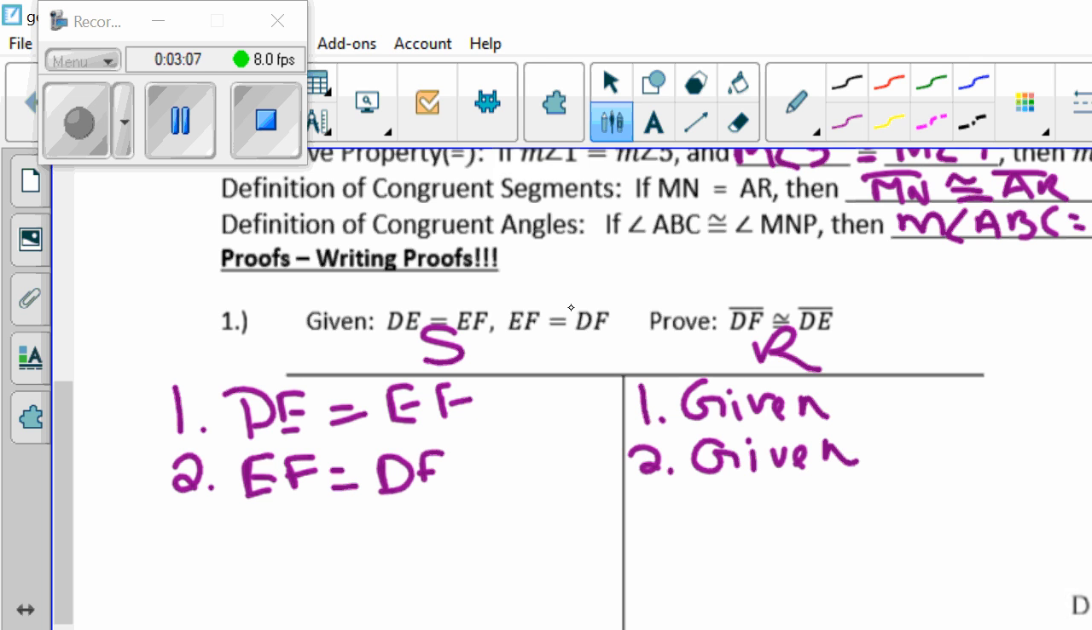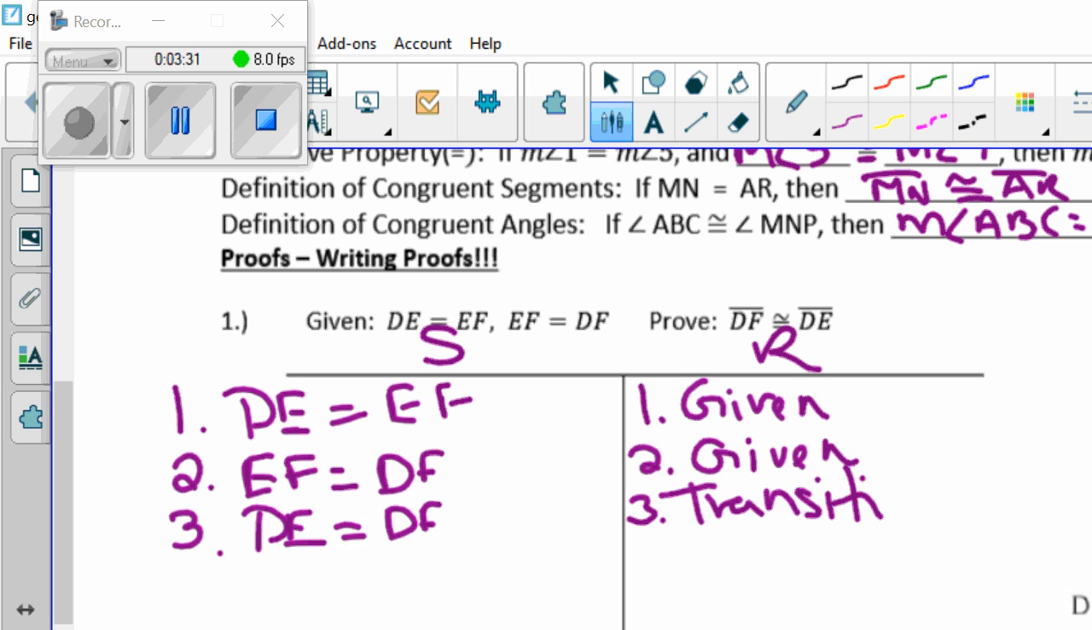So now they want me to prove DF and DE together. So I need to get DE and DF in the same statement. I see DE, EF, then EF to DF. I can use the transitive property and say, therefore, DE, the very first one, is equal to the last one, DF. That is my transitive property of equality.